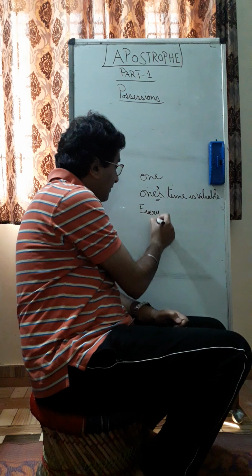Now, let's suppose there are 5 students and they have a classroom. So how would we say student? It ends in an S. So again, like Thomas, students' classroom.